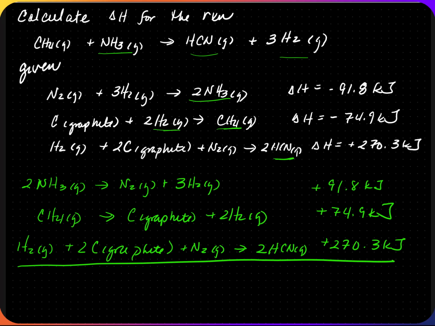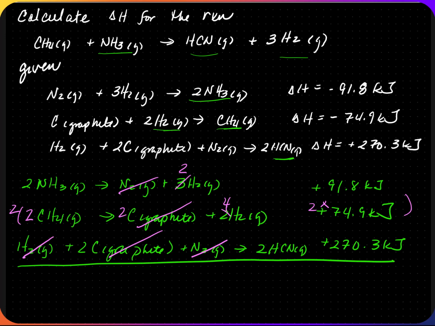So the middle equation has to be multiplied by 2 to cancel out the graphite. So when I do that, we have 2 methanes, 2 graphites, 4 hydrogen, and then I need to multiply my delta H by 2. When I do that, the graphites cancel out. The N2s cancel out. We have an N2 on the product side and an N2 on the reactant side. 3 H2s plus 4 H2, that's 7, and 1 on the opposite side. So this one now becomes 6.